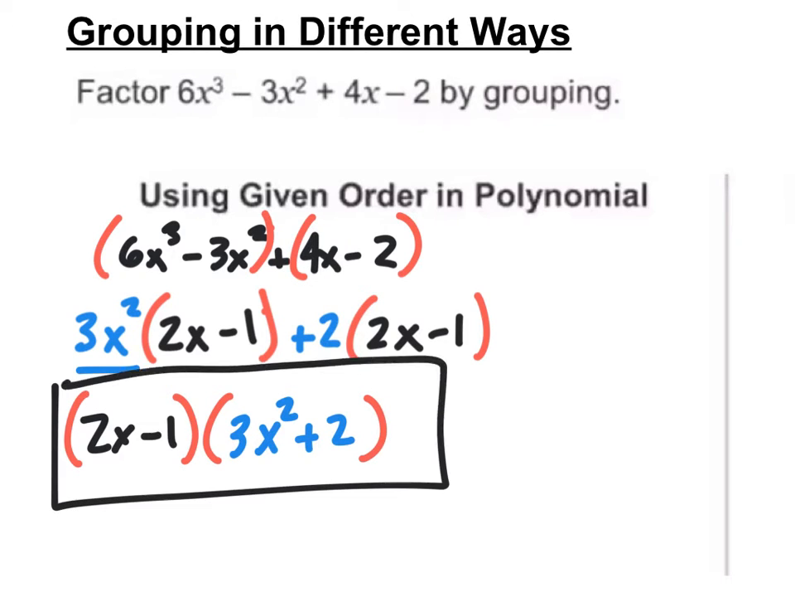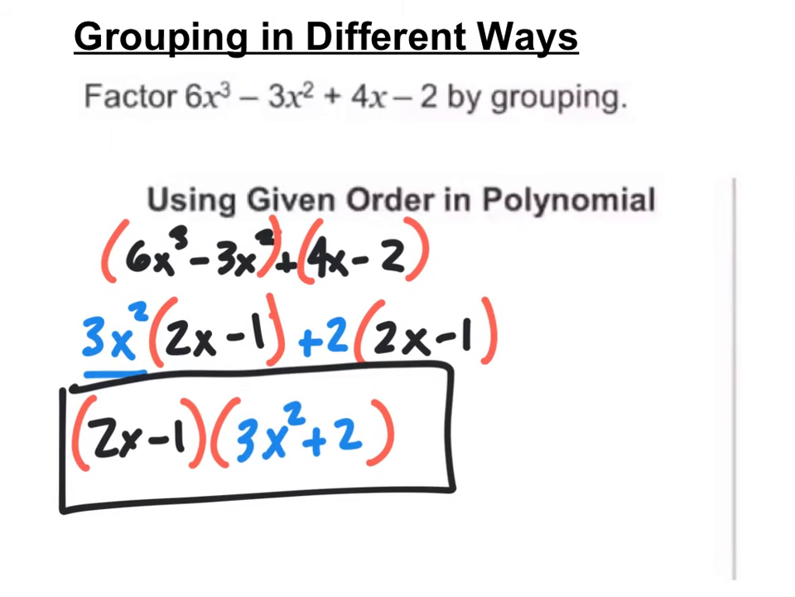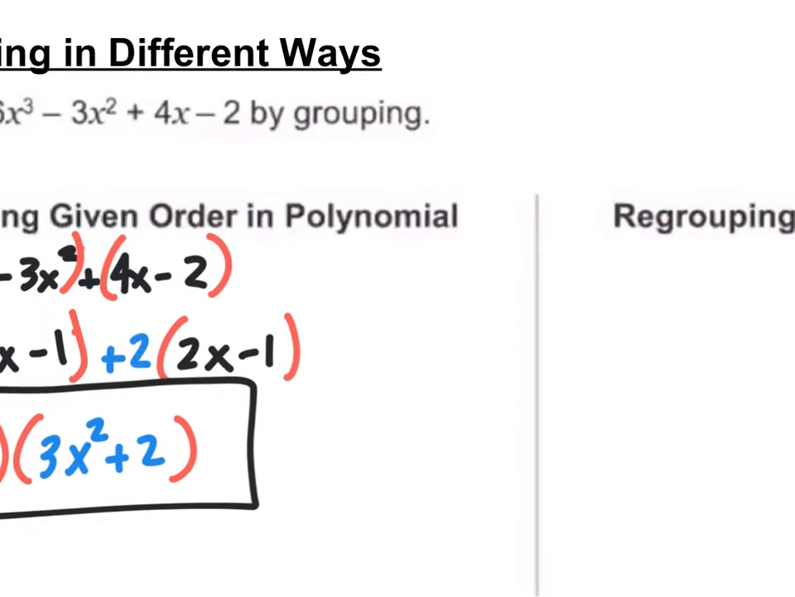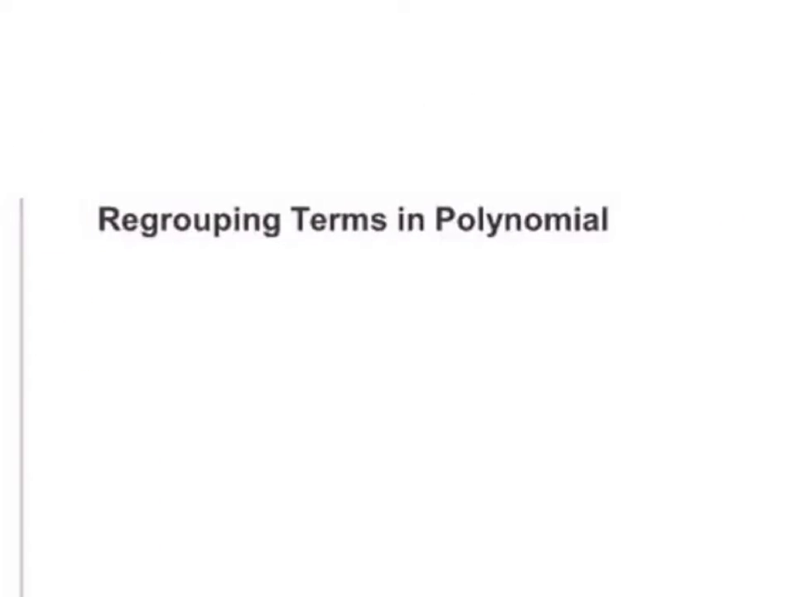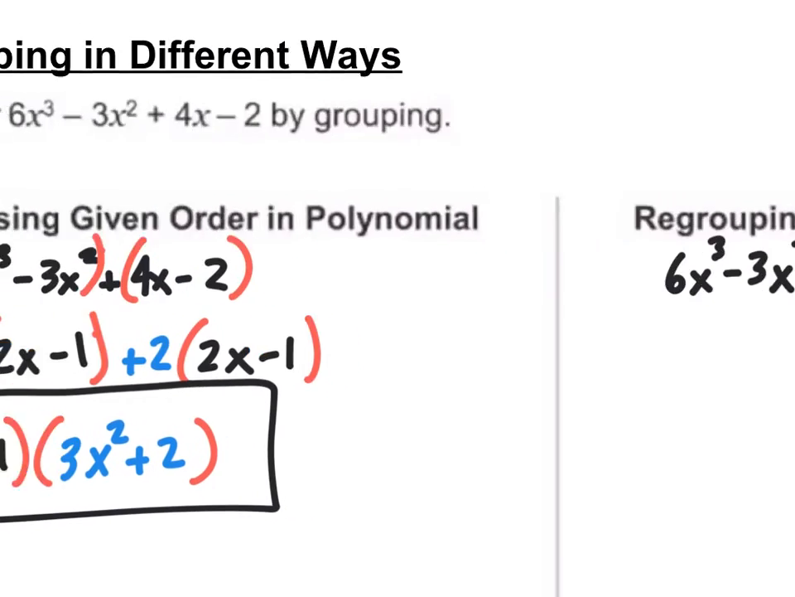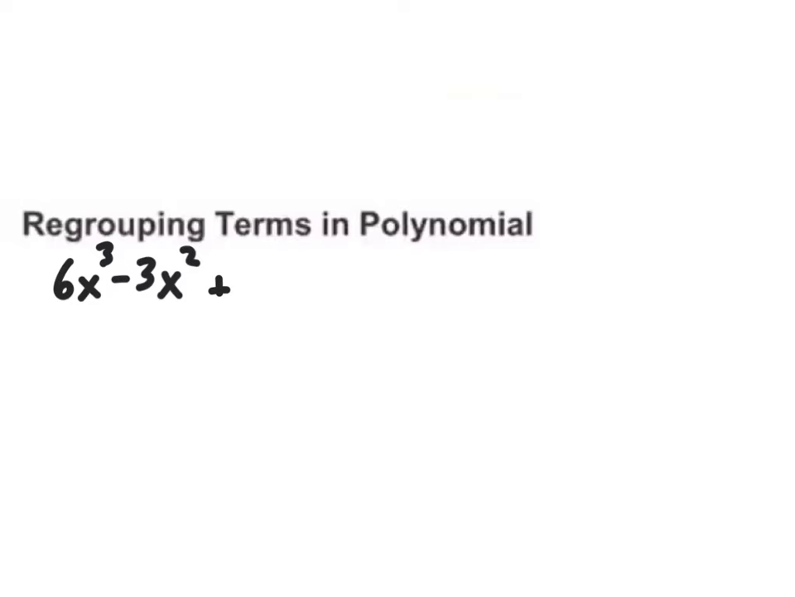That's what I've got. So now, let's go ahead and reorder this, regroup the terms in the polynomial, and see if we can factor this and get the same thing, okay? So let me rewrite this down again. What do we got? 6x cubed minus 3x squared, and then it's plus 4x minus 2. So a plus 4x and a minus 2.